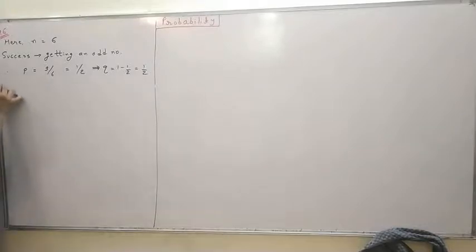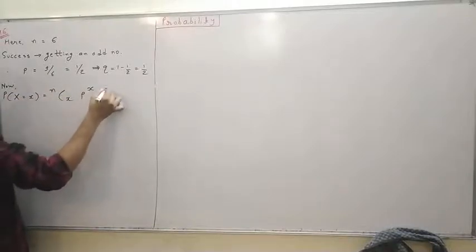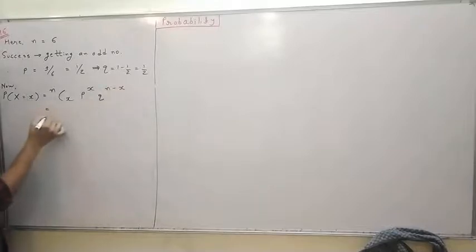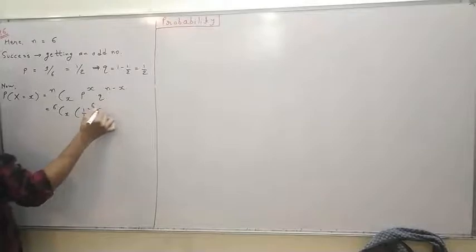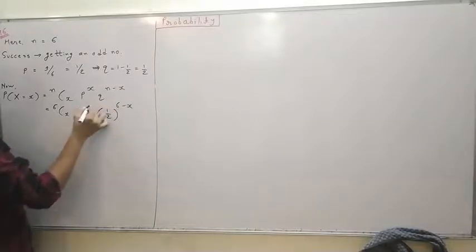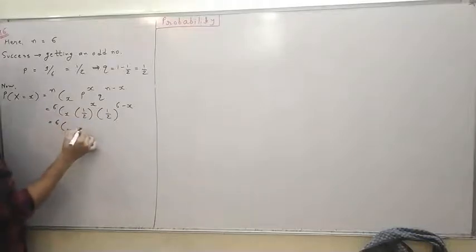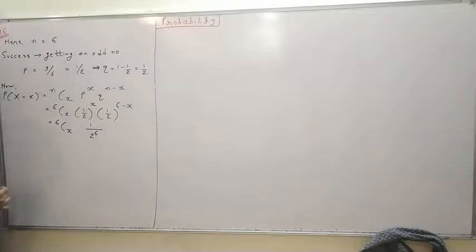Now our formula is P of x is equal to nCx P raised to x Q raised to n minus x. N is 6, P is 1 by 2, so that is equal to 6Cx (1 upon 2) raised to 6.